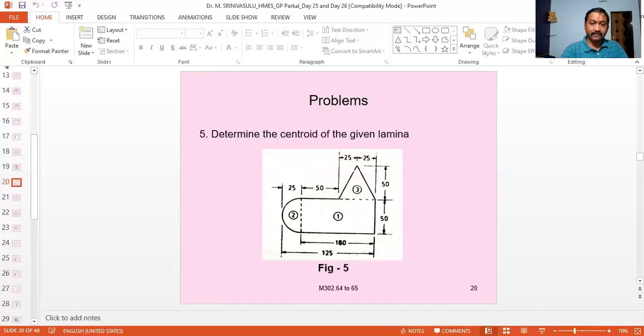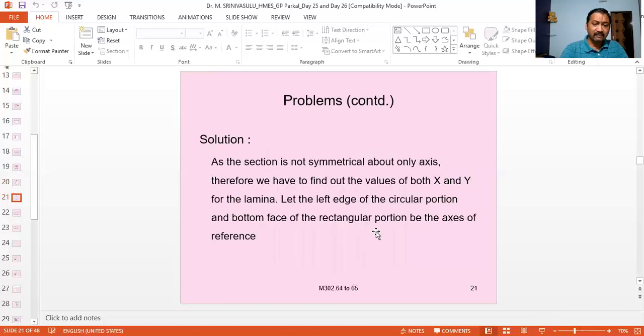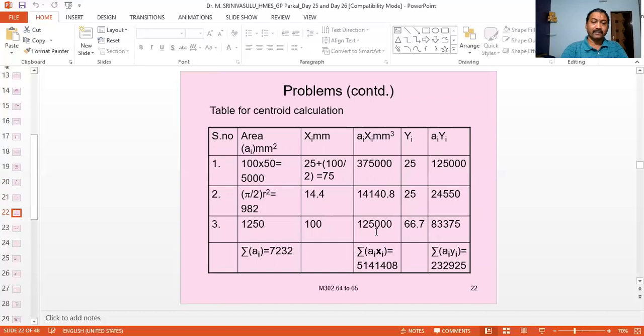And now the y1. For this, it is acting at a distance of 50 by 2 from the bottom edge. So directly we can take 50 by 2, that is equal to 25. That is y1. Now a1 into y1 is becoming 125000.